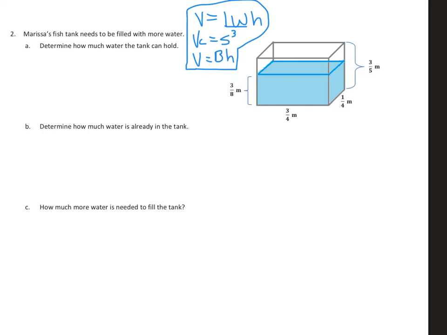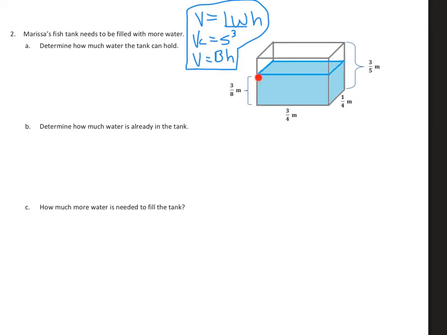So in real-world situations, here is a fish tank, and a fish tank is a situation where we would need volume. Fish tanks are sold by how much water they can hold, so they're given to you by volume, usually in gallons or something like that, but we're going to find the cubic meters, right? Because meters is our unit, and when we multiply meters times meters times meters, we will get cubic meters.